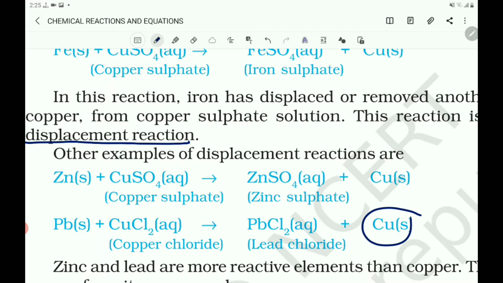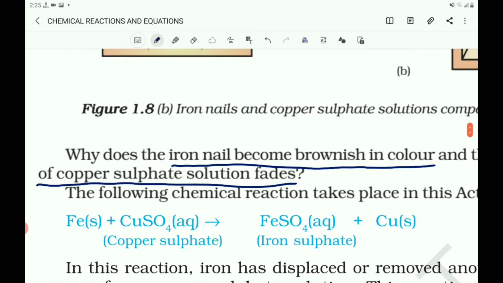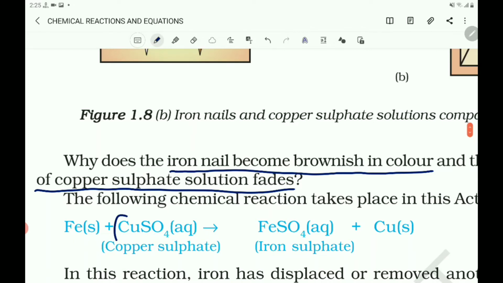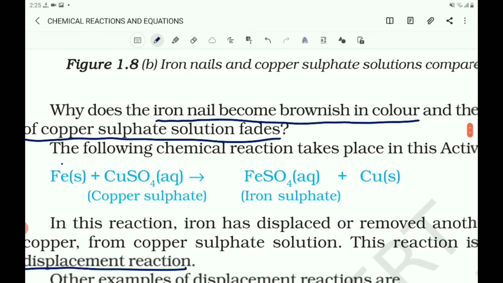Zinc and lead are more reactive elements than copper. They displace copper from its compound. Similarly, here also Fe is more reactive than copper. It displaces copper from the copper sulfate solution. So these are some examples of the displacement reaction or substitution reaction.